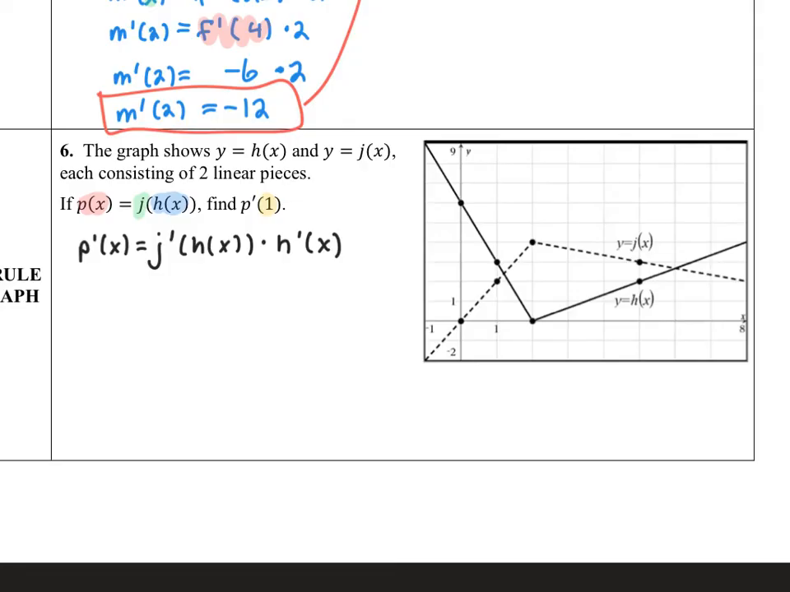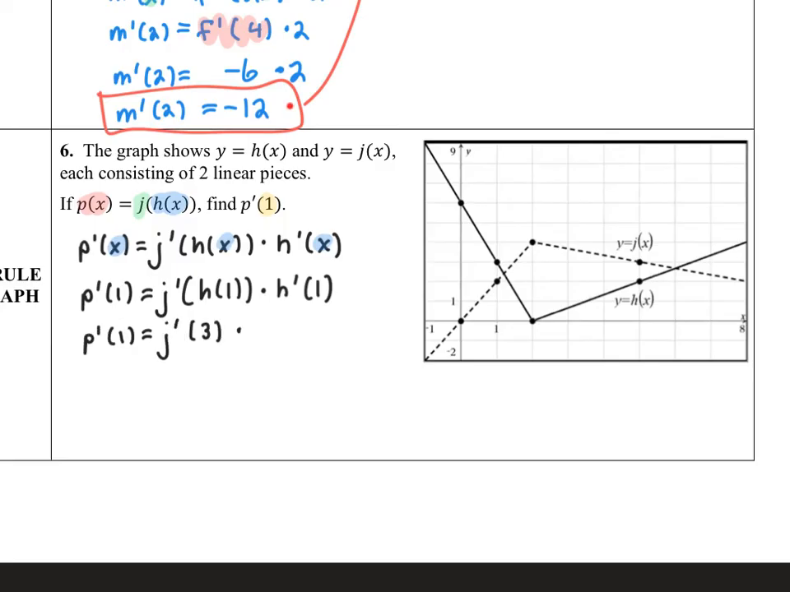And now I'm ready to evaluate this at an x value of 1. So I'm going to start by doing h of 1. So I look over my graph. h is the solid line here. So h of 1 looks like it's got a value of 3.